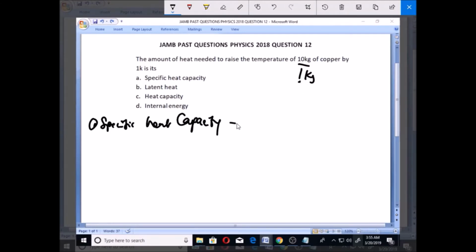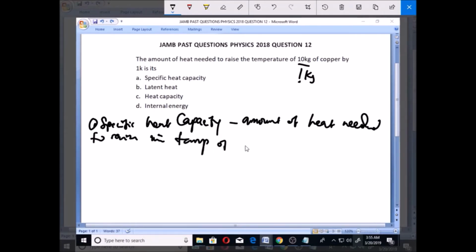So specific heat capacity is the amount of heat needed to raise the temperature of 1 kg of a substance. This time around we have copper, but it could be any substance or any metal, by 1 Kelvin. So that is what specific heat capacity is.